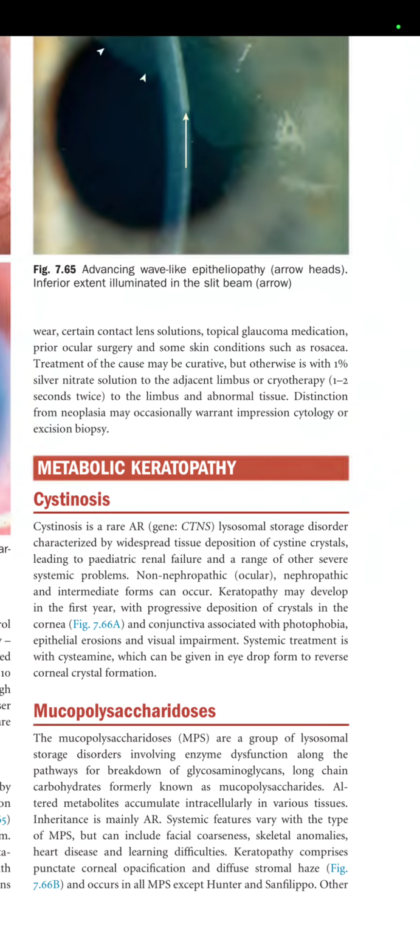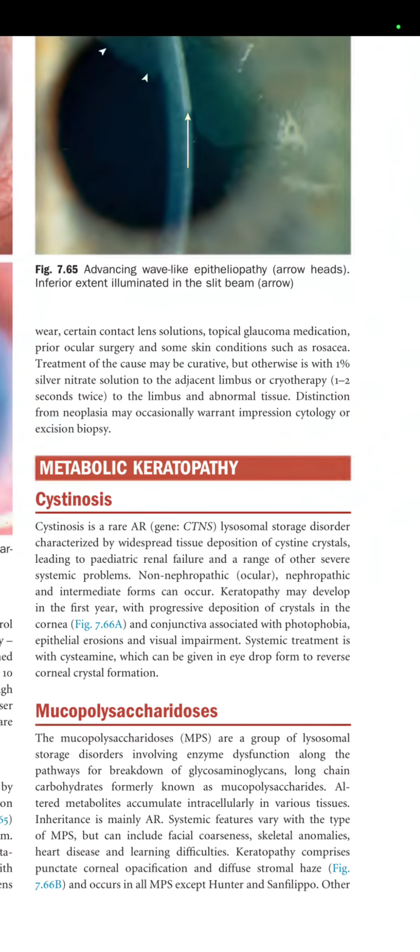Altered metabolites accumulate intracellularly in various tissues. Inheritance is mainly autosomal recessive. Systemic features vary with the type of MPS but can include facial coarseness, skeletal anomalies, heart disease, and learning difficulties. So, what is the systemic involvement? Facial coarseness, skeletal anomalies, heart disease, and learning difficulties.